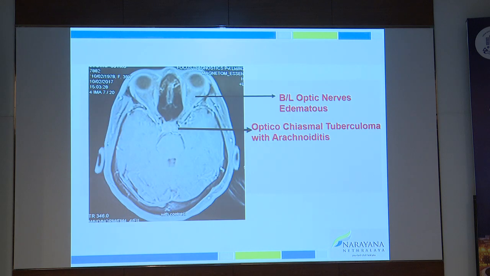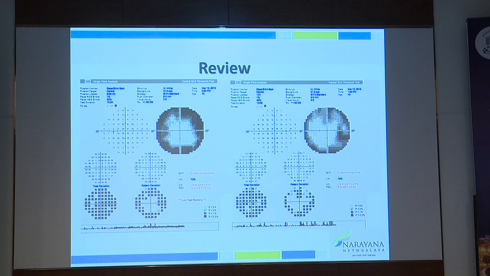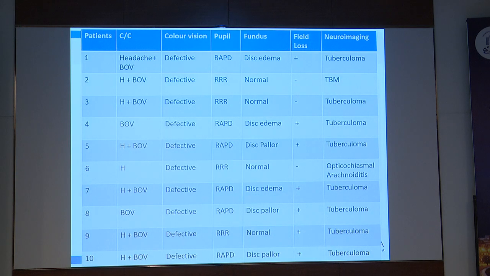blurring of vision. So she was advised a neurology and a physician consult, and she was started on AKT4, and along with this AKT cover, she was started on IVMP as well. At 1 year follow-up, her vision and field started improving, but by then the disc pallor had set in. These are the profiles of the rest of our patients.